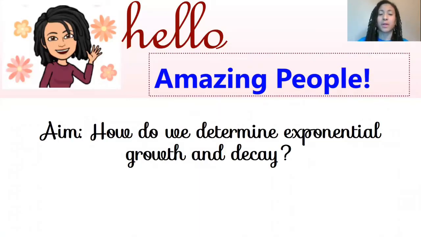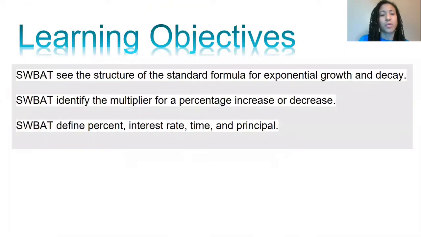It's on function types. Our first function type is going to be exponential functions. It's something that we've seen in the media based on the COVID. So hopefully, guys, you'll be able to see the situation as it correlates with what we're doing. All right. So our first aim today is how do we determine exponential growth and decay? So before we get into that, we need to talk about the objectives.